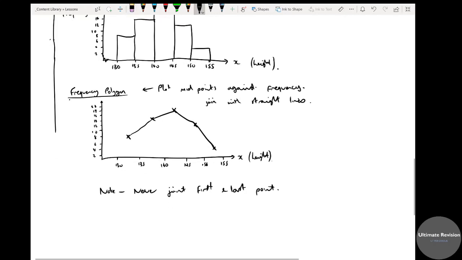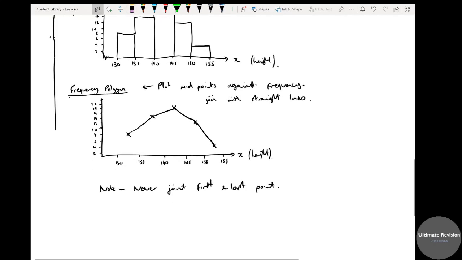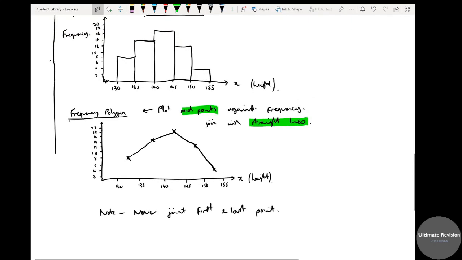So never join the first and the last point. And they must be straight lines. That's really important. They must be straight lines, and it must be the midpoint. Okay, so that is all a frequency polygon. It's just a fancier bar chart. Again, quite easy to see what's going on with a frequency polygon, and some mathematicians prefer it. But that's all it is. Nothing too fancy, really.